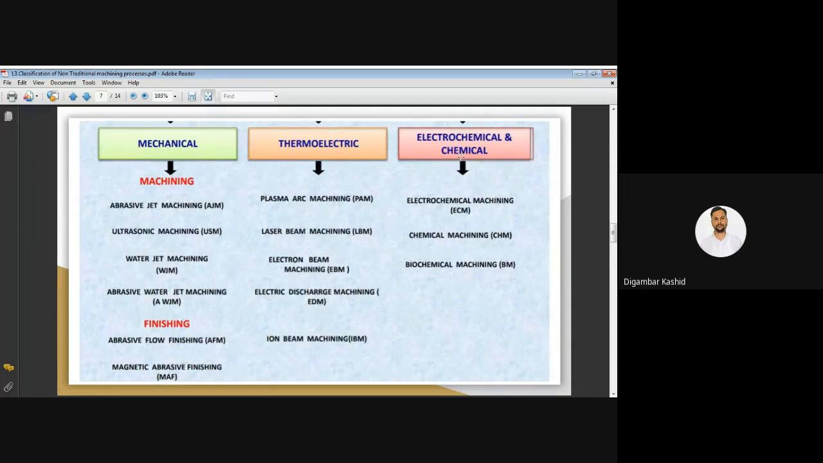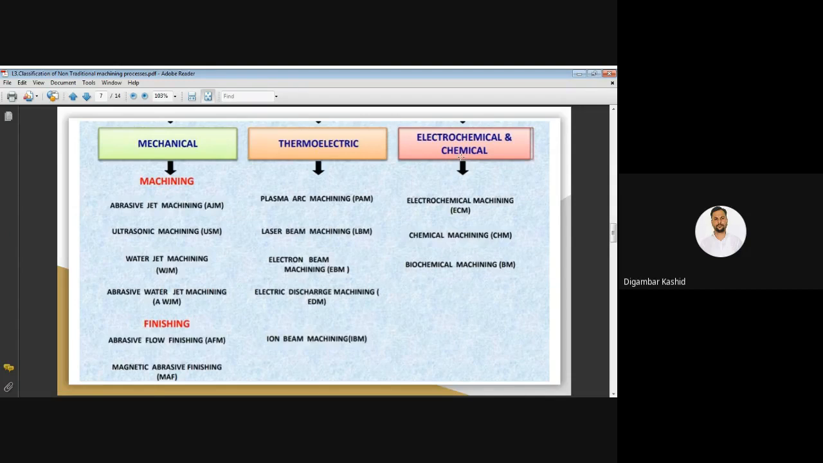Now again, to overcome the difficulties or limitations of these advanced machining processes, and to further enhance their capability, we can go for a combination of two or more machining processes. Then we can take advantage of the worth of the constituent processes. If you combine two or more advanced machining processes, then the new process we get is called a hybrid process.